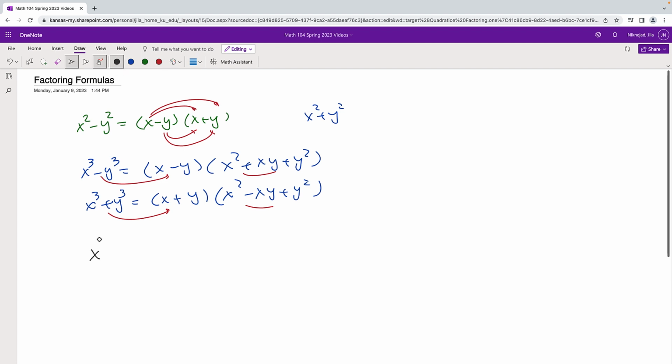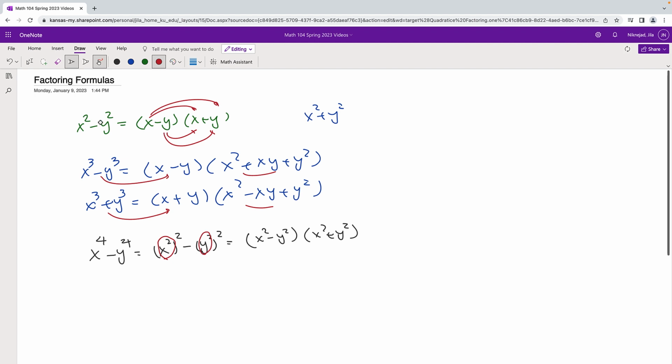Let's say if I want to factor x to the fourth minus y to the fourth. Here I can imagine x to the fourth is x squared to power 2 and y to the fourth is y squared to power 2. So I can use the first one and I get x squared minus y squared times x squared plus y squared. So what happened? Here is my new x and here is my new y in that formula.